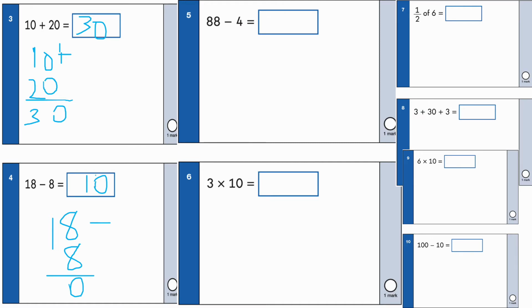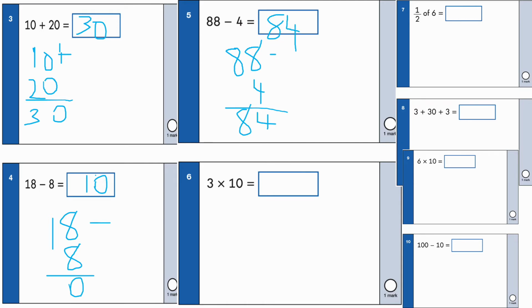Okay, this is question number 5. 88 subtract 4, or 88 take away 4. So again, putting all my numbers in the correct place value. 8 take away 4 is 4. 8 take away nothing is 8. So the answer is just 84.